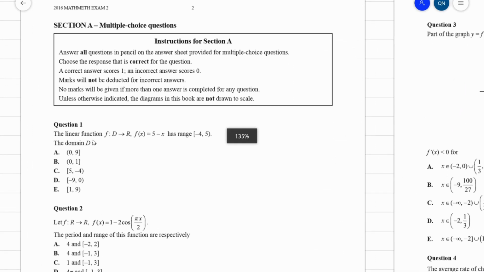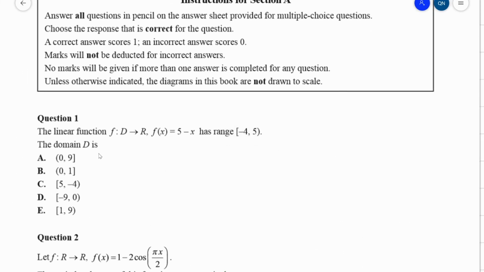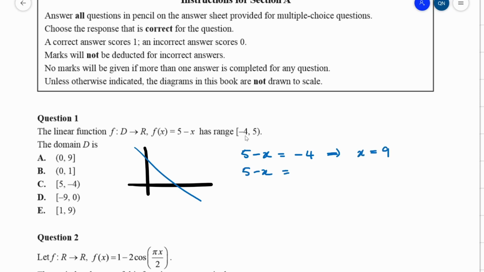Question 1, we've got a linear function with a particular range and we want to find the corresponding domain. The nice thing about a linear function is that it's one-to-one. And the nice thing about a one-to-one function is, to solve these sorts of questions where you're given the range, to find the domain, the endpoint of the domain should be exactly where the function equals the endpoint of the range. So in particular, you can just take your function, 5 minus x, set it equal to -4, solve, and that gives you x equals 9. And do the same thing for the endpoint at 5, that gives you x equals 0.